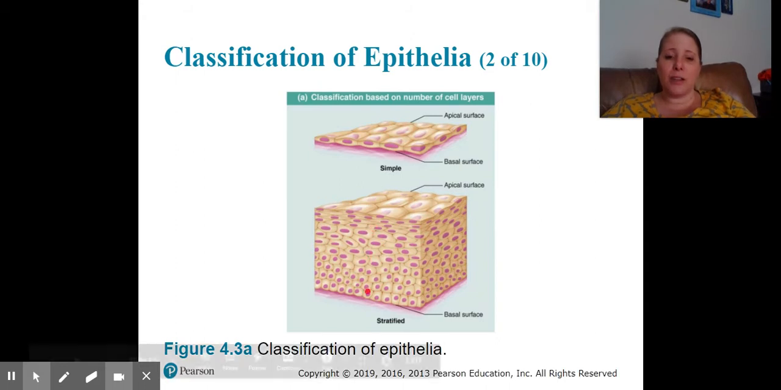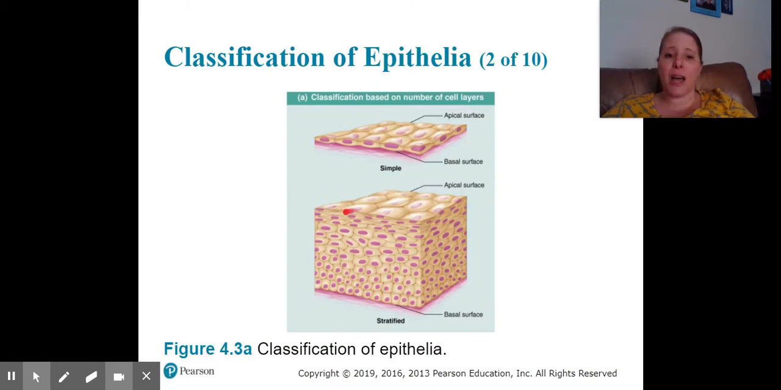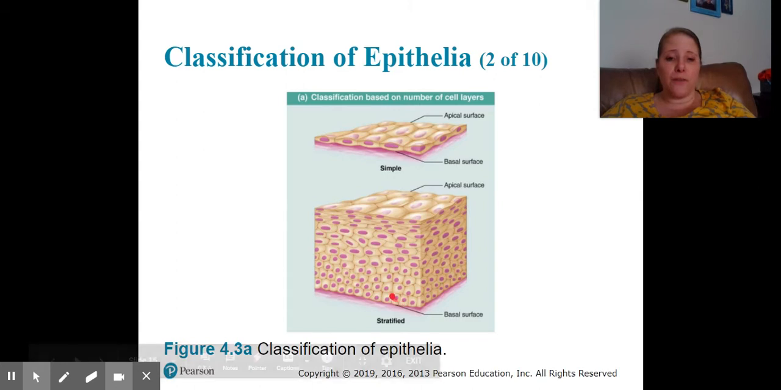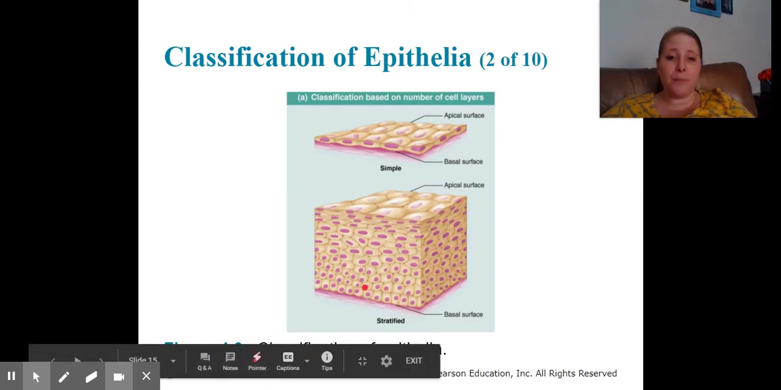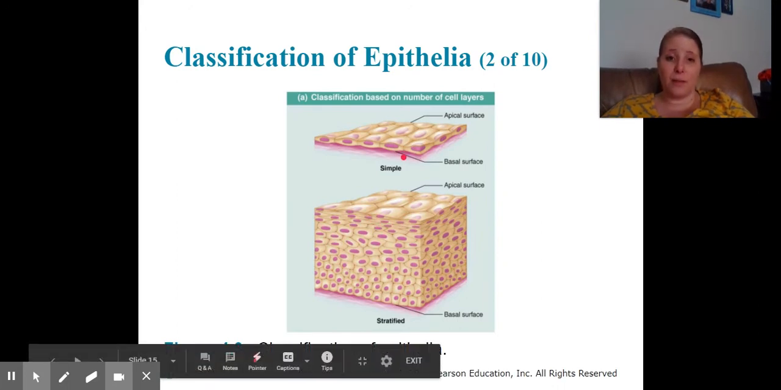And then here is your stratified squamous. So the top layer, and you're always looking at the apical or top layer for the shape. The top layer is nice and flat, just like it is here. So that's squamous cells. And you can see that there's lots of layers. But don't be confused because down here, the bottom shape is kind of cuboidal shaped. And that's okay because we're looking at the apical or top layers for the shape. So because it's flat at the top, it is stratified squamous. So simple squamous, stratified squamous. And this is going to be the skin.